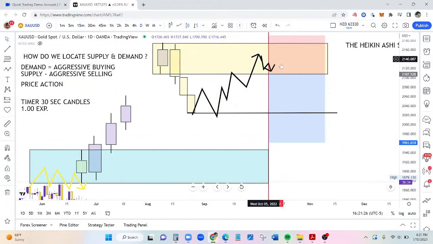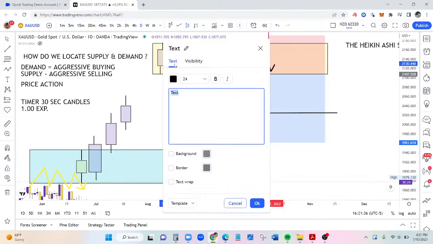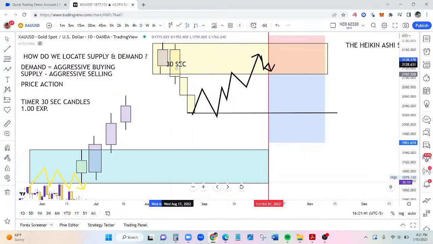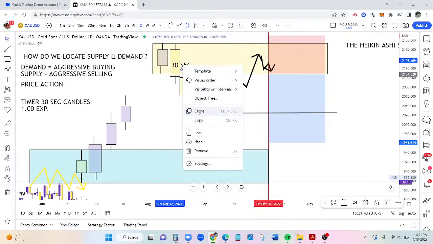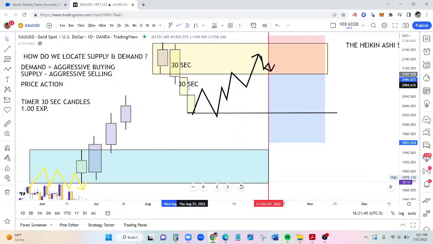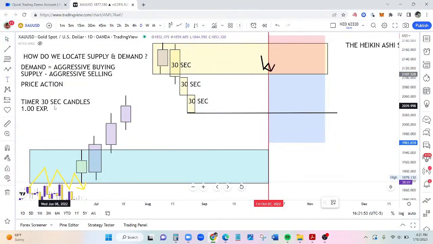We're going to wait for the retracement. And then we see the continuation. We're going to take that minute trade. So since these are 30-second candles, right? Understand the concepts. It's 30-second candle. Right? Why am I using a 30-second candle and a minute timer?